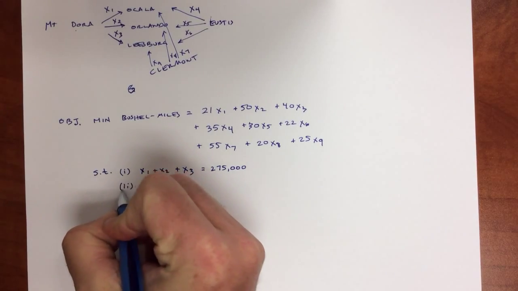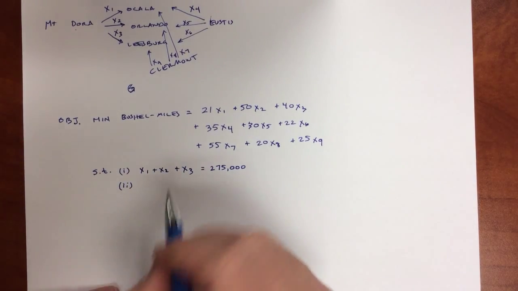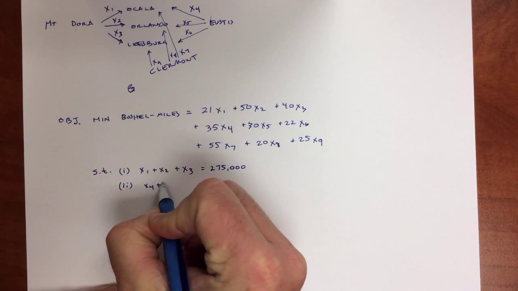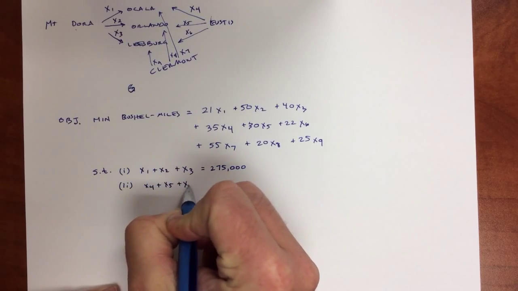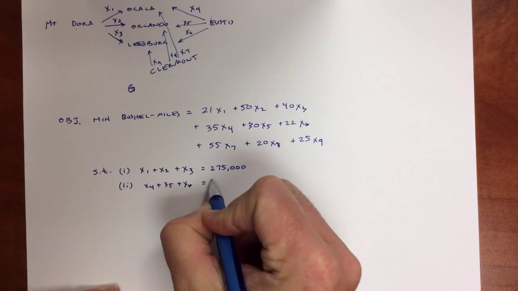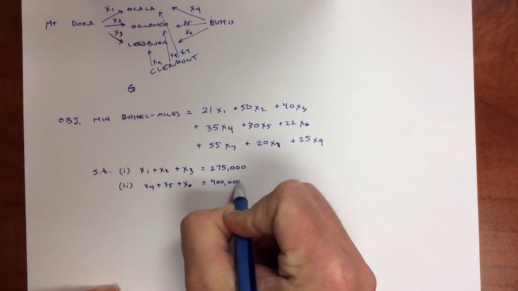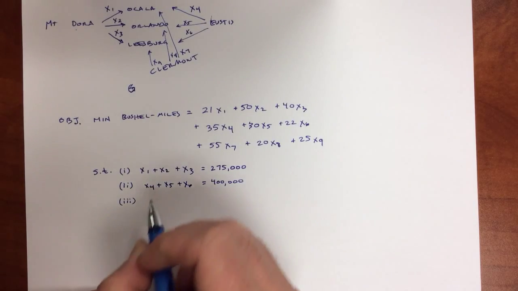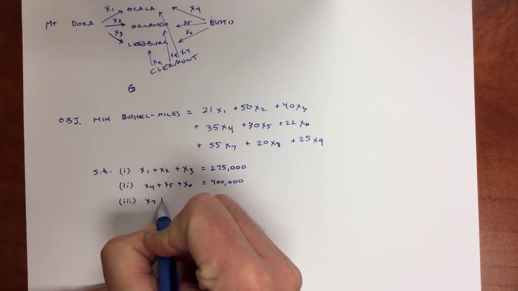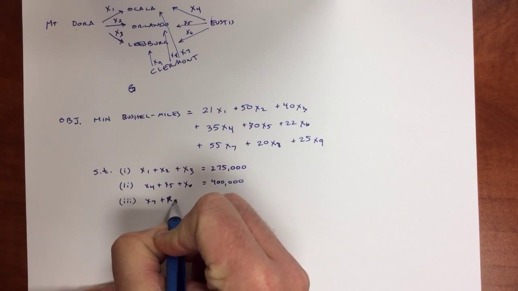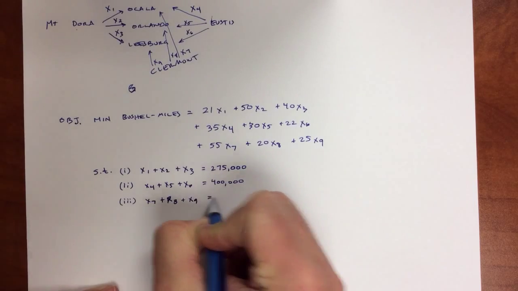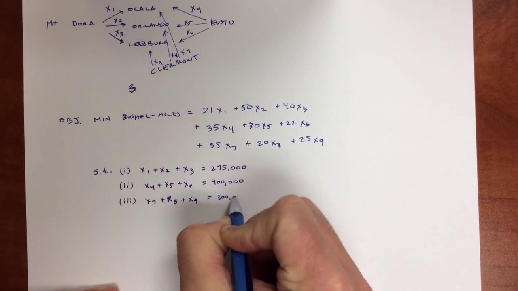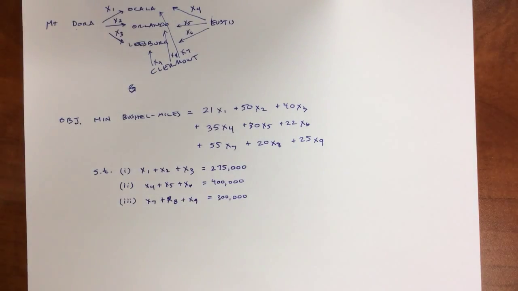The second constraint is going to deal with Eustis. So x4 plus x5 plus x6 is equal to 400,000, the number of bushels we start with in Eustis. And the third constraint is for Claremont. x7 plus x8 plus x9 is equal to 300,000 for Claremont. All right, so now we've shipped out all of our bushels with these 3 constraints.